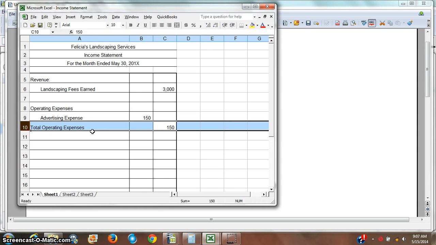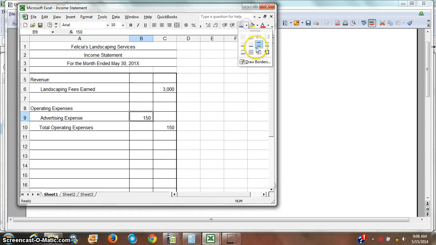Total operating expenses. I'm also going to indent this line here. Total operating expenses is $150. I'm also going to put a line here to show that I'm adding up these values. It'll be a thick line here. And then I'm going to put another line here and subtract the operating expenses from the revenues. And as you can see, there's more revenue than there is expense, so this is going to be a net income.